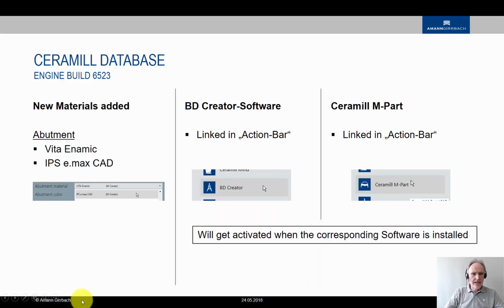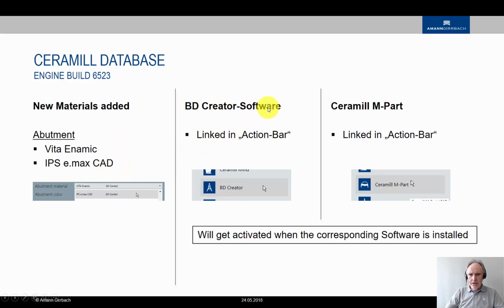And more new materials added. For example, here we have for abutments now the Vita Enamic and the IPS e.max CAD material. In the abutments now it's possible to drill some holes inside, so you put in the block and you drill a hole for gluing it with a titanium interface part to create abutments.